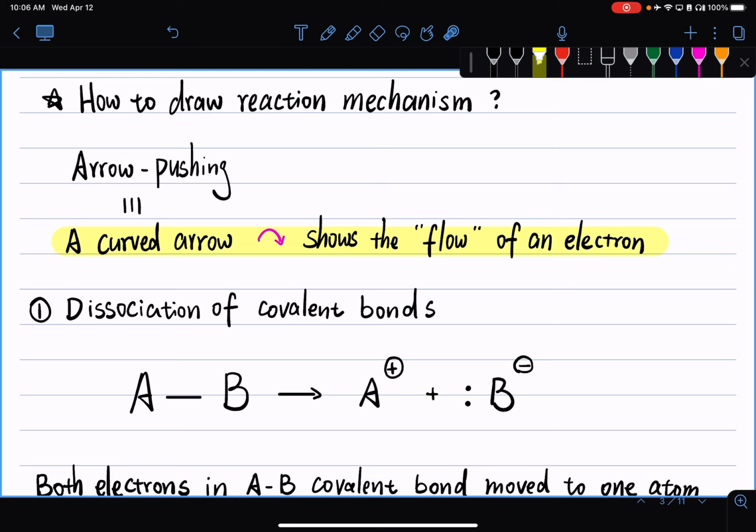All right, so the way we draw it is a curved arrow. Again, it's showing the flow of the electron. So we always start from electron-rich groups, either a double bond or a lone pair, and move to a more electron-deficient point. We'll see the application of this in examples here.